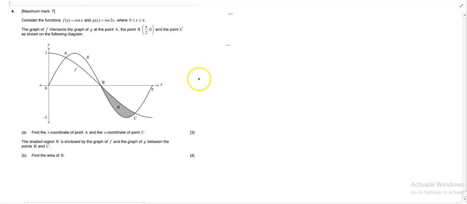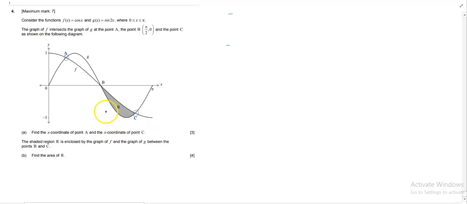Alright, now let's just look into this particular question and see what is actually asked in this question. If we look closely at the first part, it says to find the x coordinate of the point A and the x coordinate of the point C, right? So we are actually interested in finding out these particular x coordinates, right?